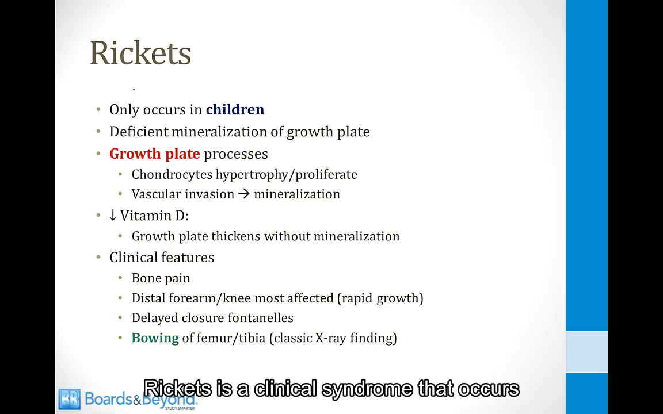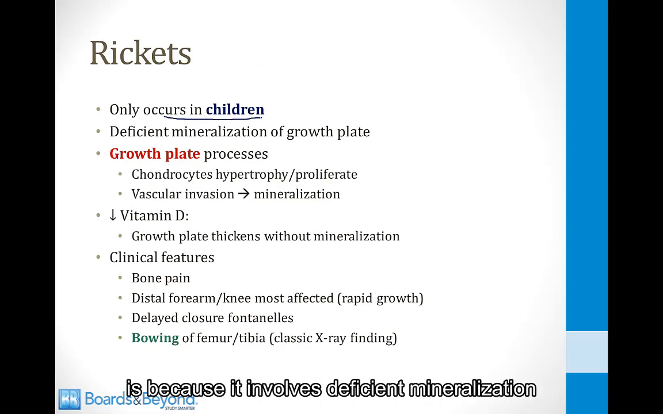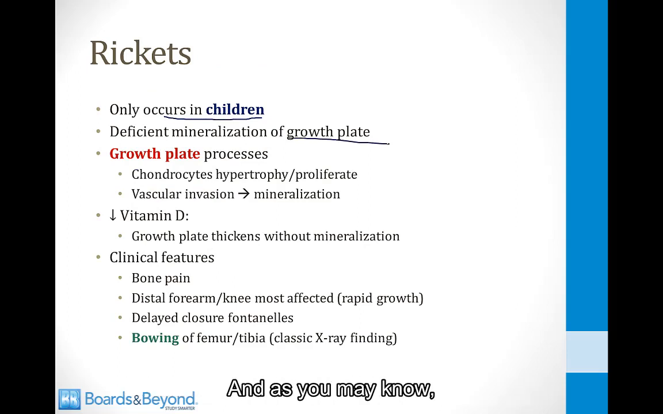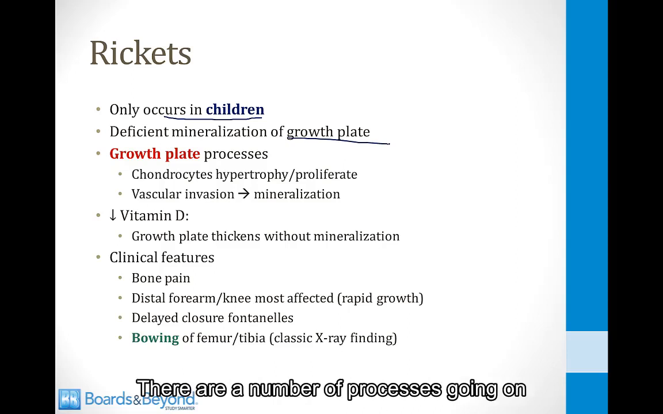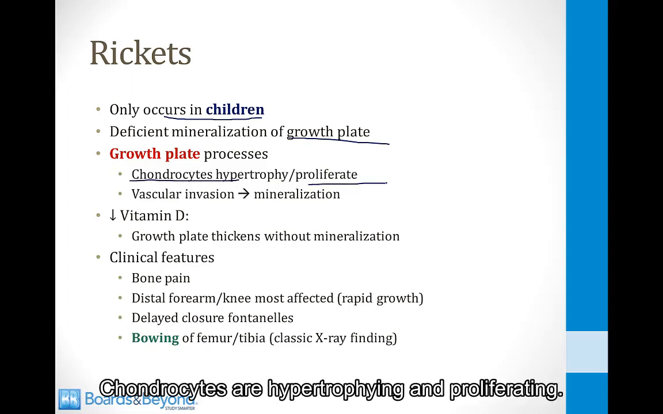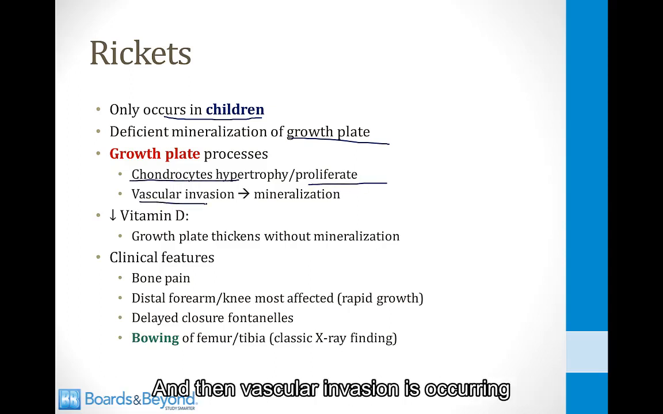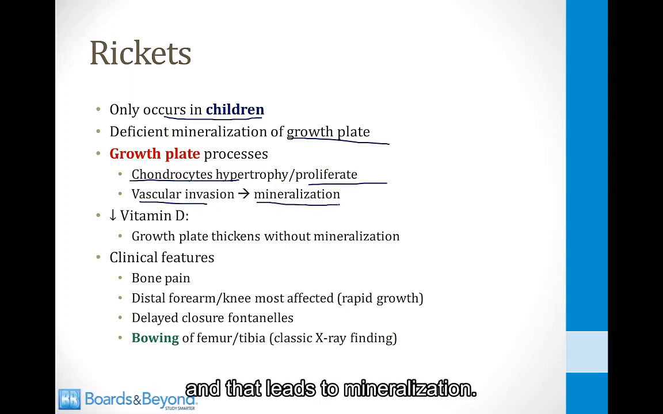Rickets is a clinical syndrome that occurs in vitamin D deficiency only in children, and the reason it only occurs in children is because it involves deficient mineralization of the growth plate, and as you may know, only children have growth plates in their bones. There are a number of processes going on in children at the growth plate. Chondrocytes are hypertrophying and proliferating, and then vascular invasion is occurring, and these new blood vessels bring in calcium and phosphate, and that leads to mineralization.